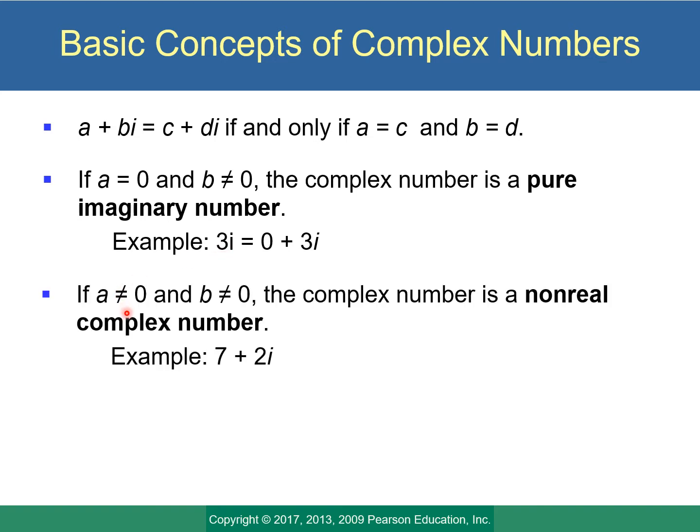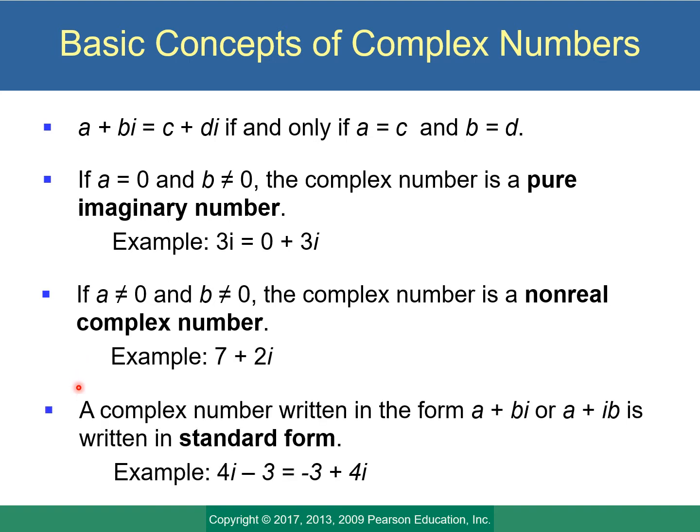If a is not 0 and b is also not 0, then what you have is a non-real complex number. That's because it has a real part, but it also has this imaginary part, so it's not considered real because it's a combination of both real and imaginary. So we call that a non-real complex number.